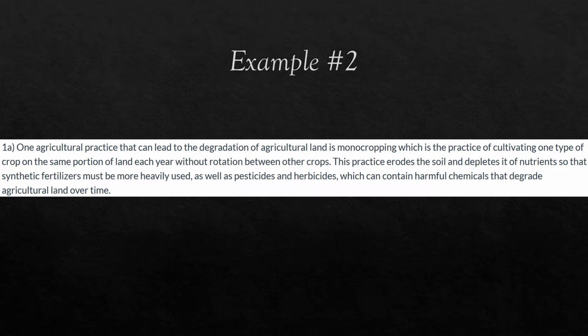So the student described monocropping and also described how it is degrading agricultural land. So again, the description that we see is the practice of cultivating one type of crop on the same portion of land each year without rotation, and then it causes the land to erode the soil and deplete the soil of nutrients. So those are the parts that gave the student the points.